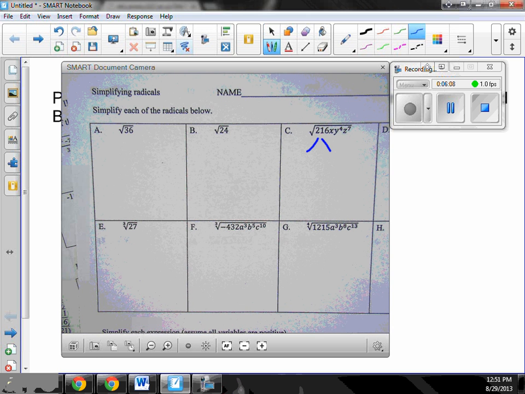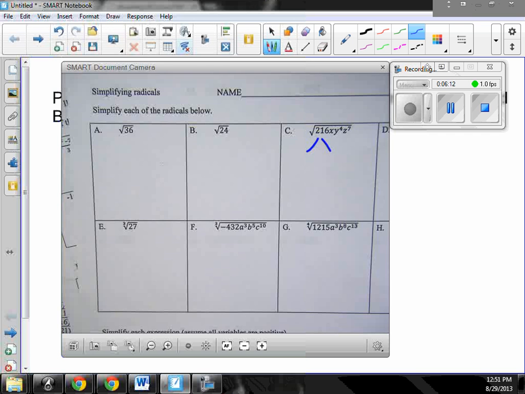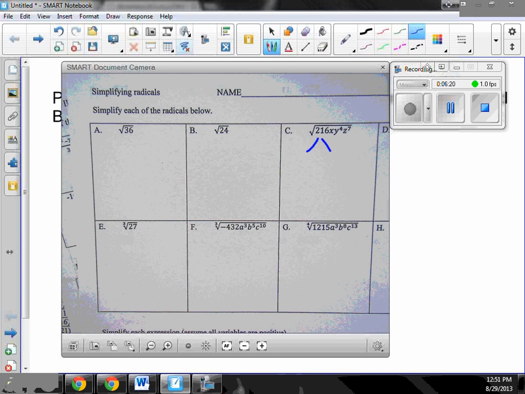Let's review really quickly. How do you know if a number is divisible by 2? It's even. That's easy. So 2 goes into 216. How do you know if a number is divisible by 3?